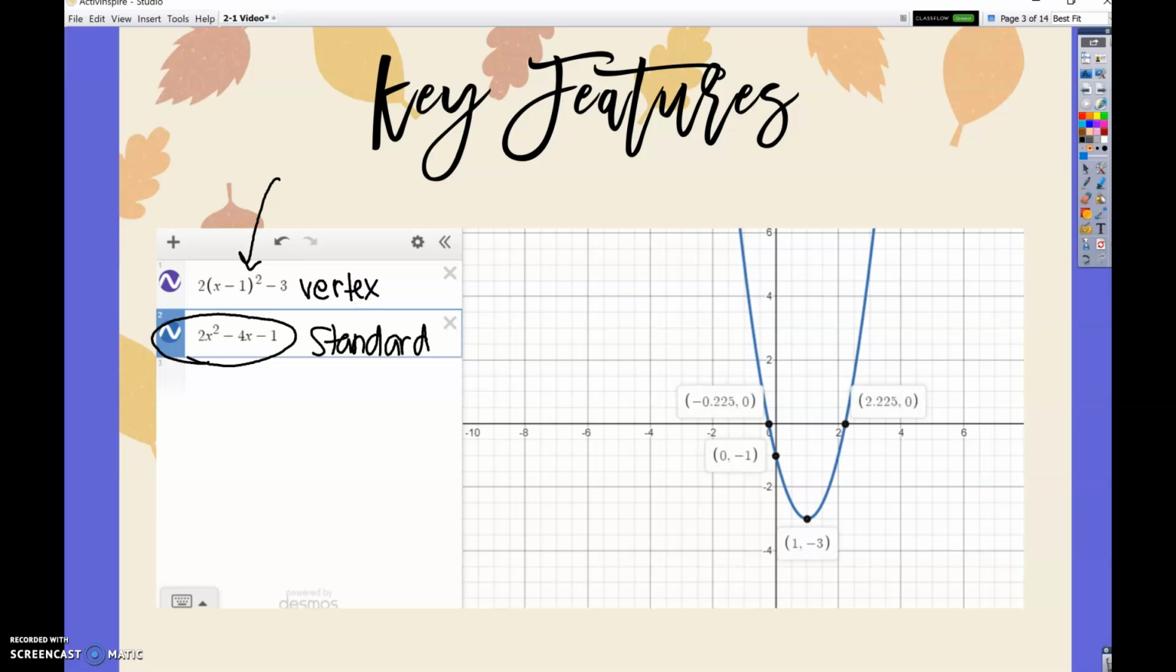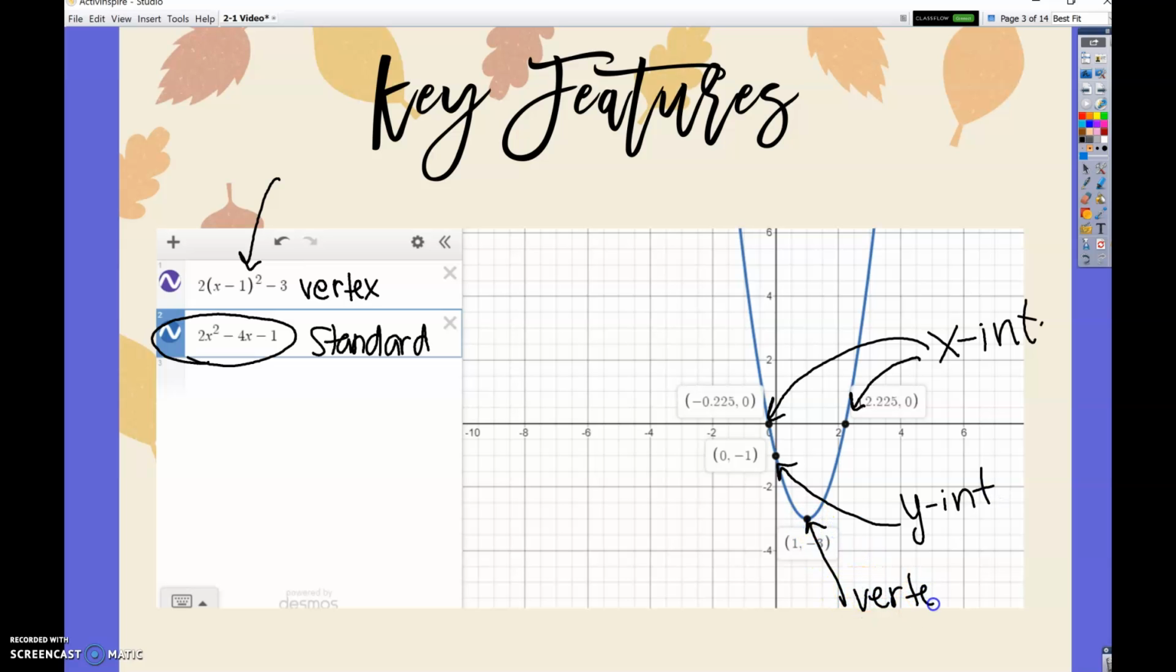But again, remember, I do have two parabolas graphed. They just are in a different form. So it's technically not two, it's actually one with two different equation types. So over here, key features might include our x-intercepts, our y-intercept, and this very bottom point down here we refer to as the vertex. It's either the top point of a parabola or the bottom point.